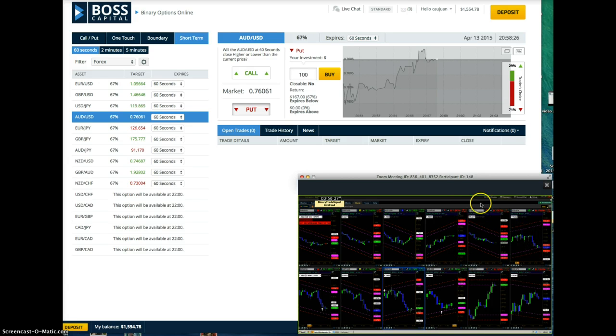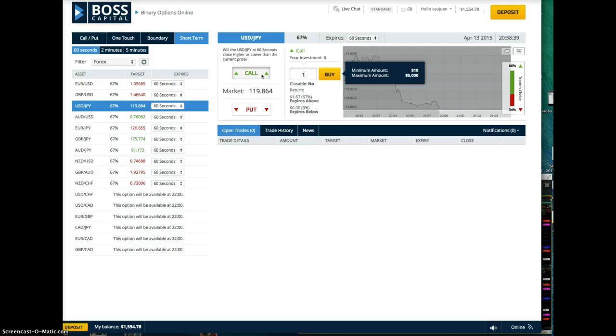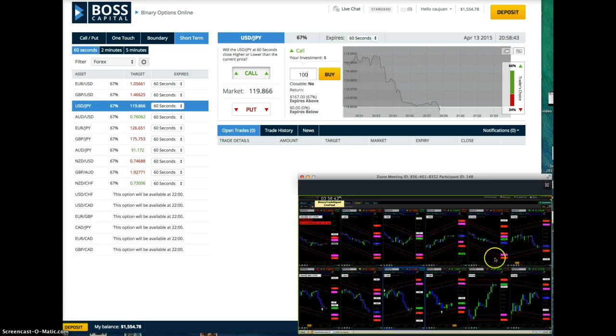I'm going to pay especially close attention to this USD JPY, because it's touching the magenta line. So I'm actually going to set up for that for the next candle for a call. And like I said, you notice even where it's getting no pre-signal, I'm still fairly confident that one can show up on the next candle because of where price is currently at.